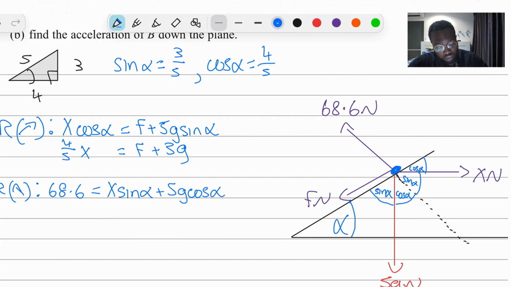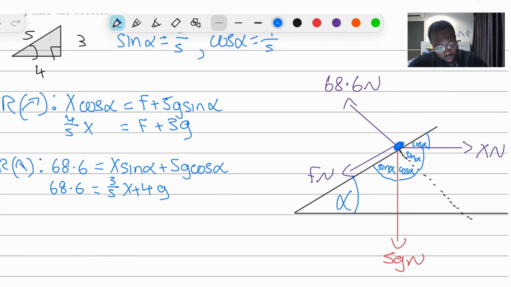And now we can just actually work out what our x value is. So that would be 68.6 equal to, sine alpha is 3/5, so it'll be 3/5x, and 5g cos alpha, if we leave that in g's just for now, that would be 4g, okay? So that'd be 68.6 is equal to 3/5x plus 4g. And now we can just work out what our x value is.